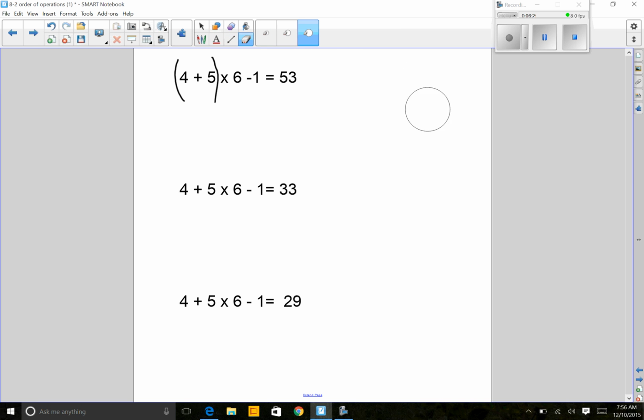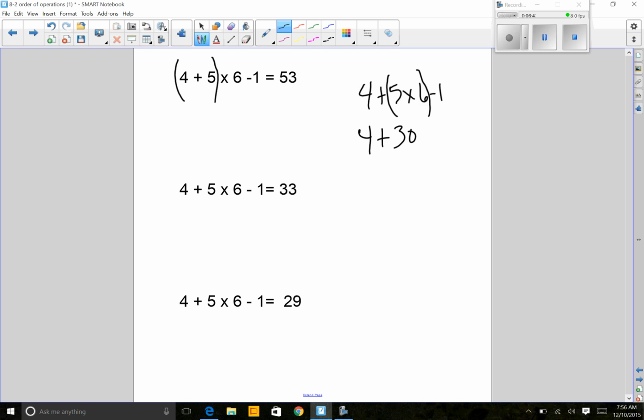Okay, let's write it again. 4 plus 5 times 6 minus 1. Now I'm going to put the parentheses here. In this case, I'm going to do this first. So it's going to be 4 plus 30 minus 1, which would be 4 plus 30, 34 minus 1, which would be 33. So this would equal that.